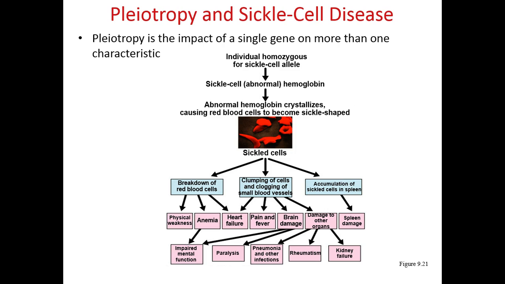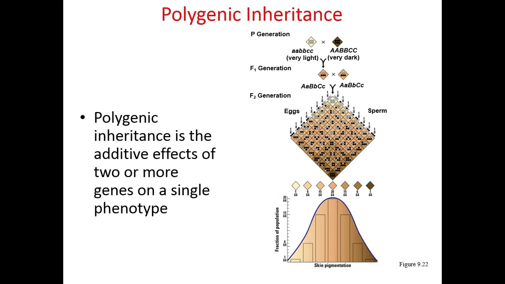Pleiotropy is when one gene affects more than one characteristic. We can find this in examples like sickle cell disease, where you have just one allele that has an incorrect ordering of nucleic acids. It results in a single protein that is non-functional or only partially functional, and it can result in a large number of possible issues ranging from kidney failure to anemia, pain and fever, spleen damage, etc. This is actually quite common, but pleiotropy is when one gene affects more than one characteristic.